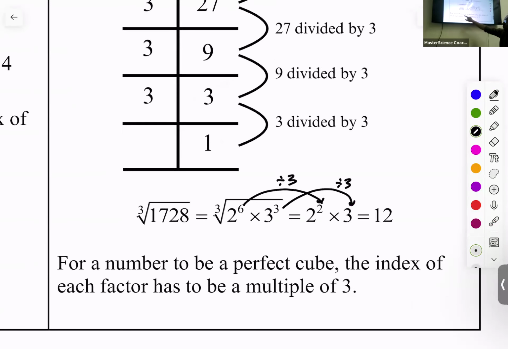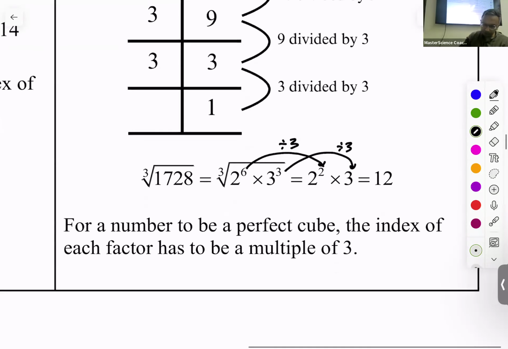So when you apply a cube root, for a number to be a perfect cube, the index of each factor has to be a multiple of 3. Like, if this is 2 to the power 5, is this number going to be a cube? No. It has to be a multiple of 3.